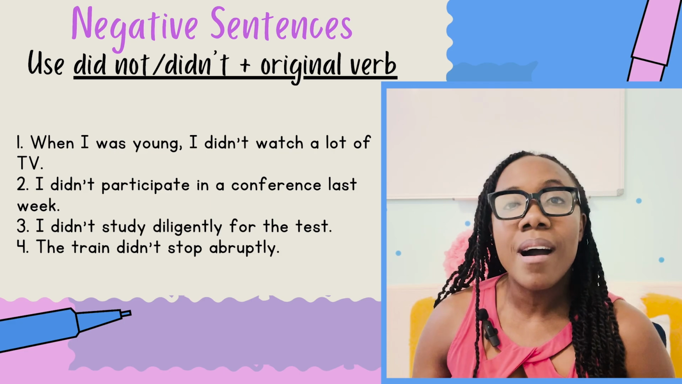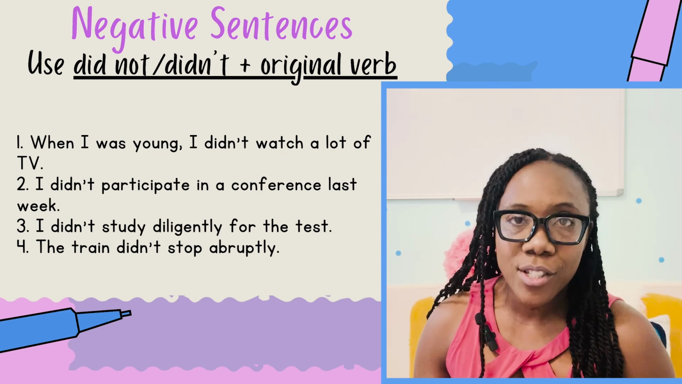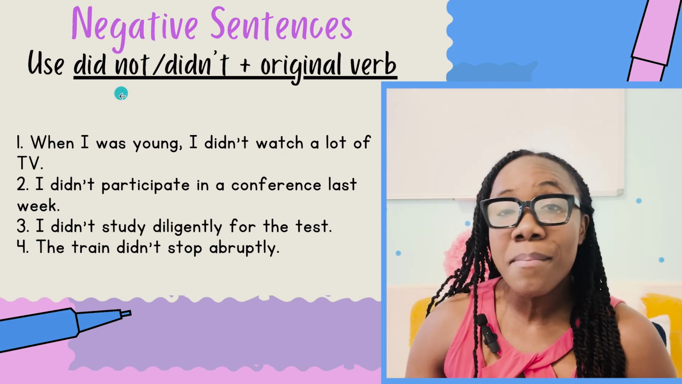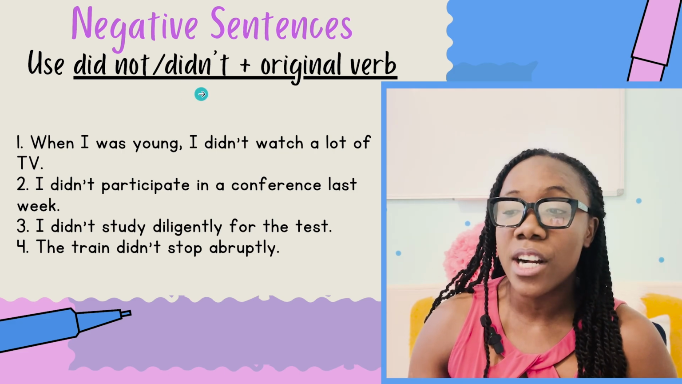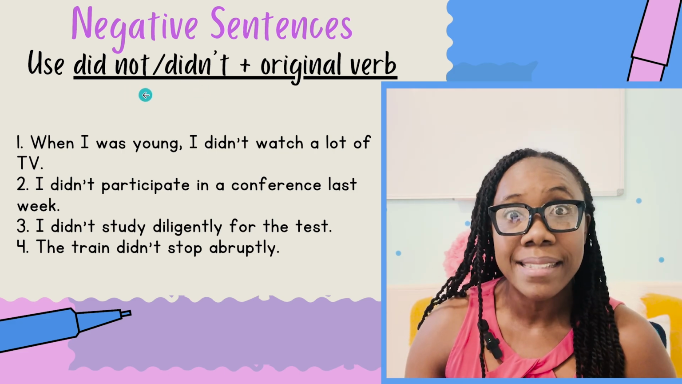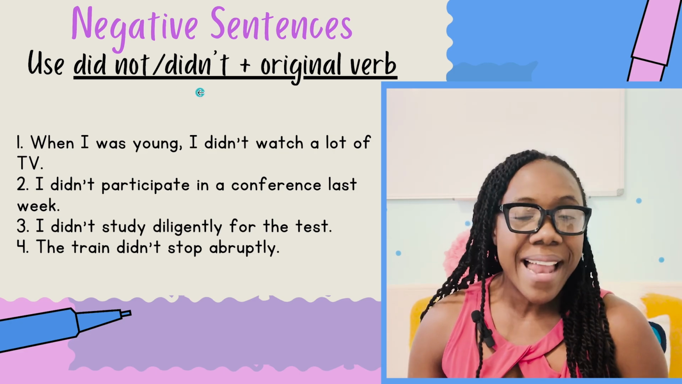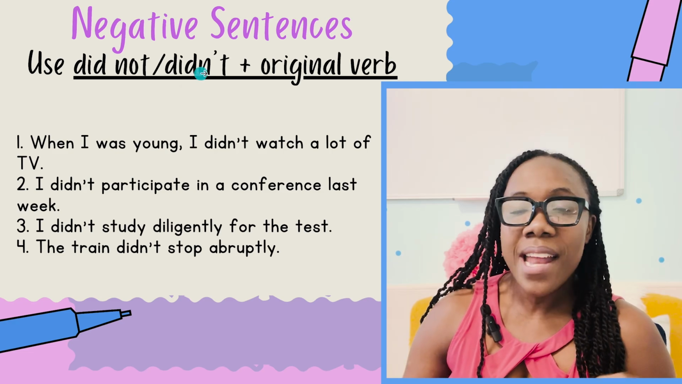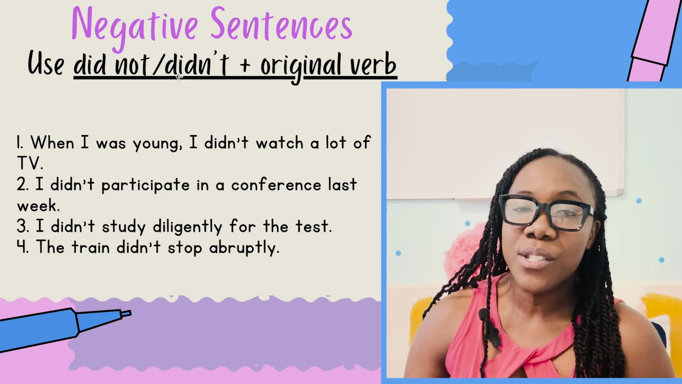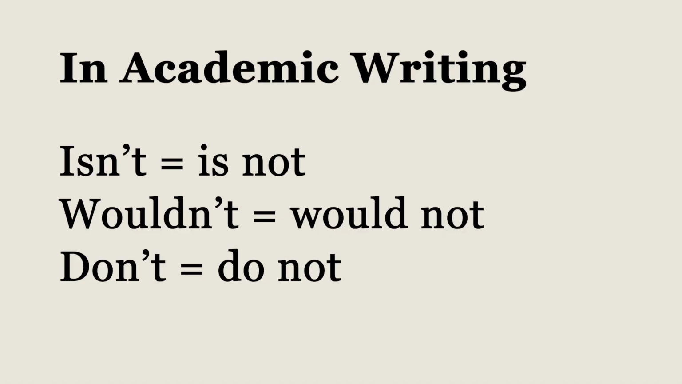Also, if you are in college and you are writing a research paper, you're not permitted to use contractions, which is what didn't is. It's the contracted form of did not. Other contractions are like isn't, aren't, can't. We're not allowed to use contractions when we are writing academic papers. Let's get back to it.